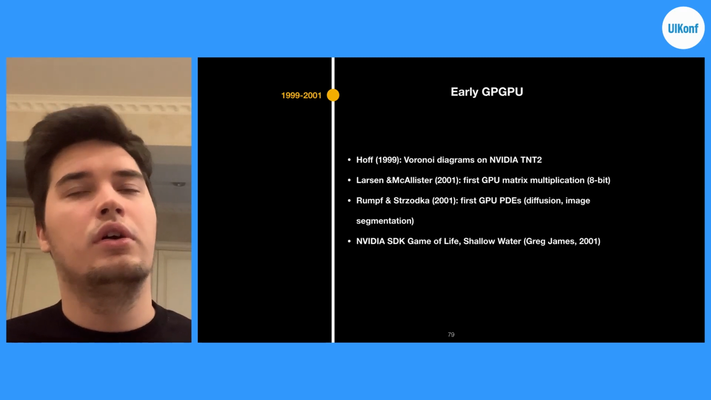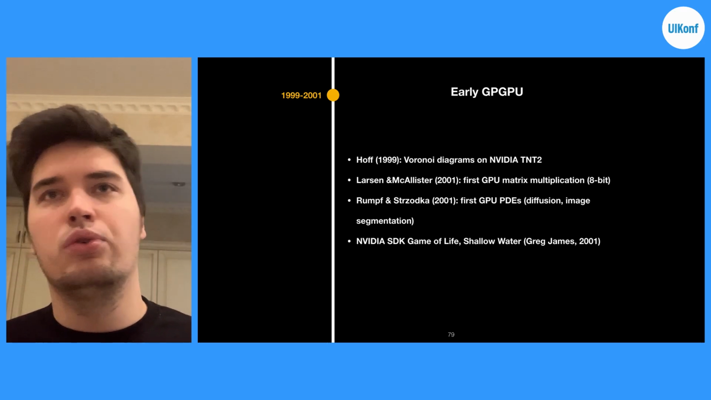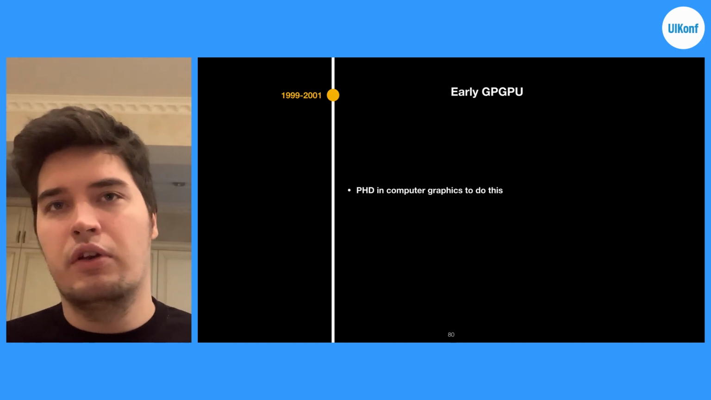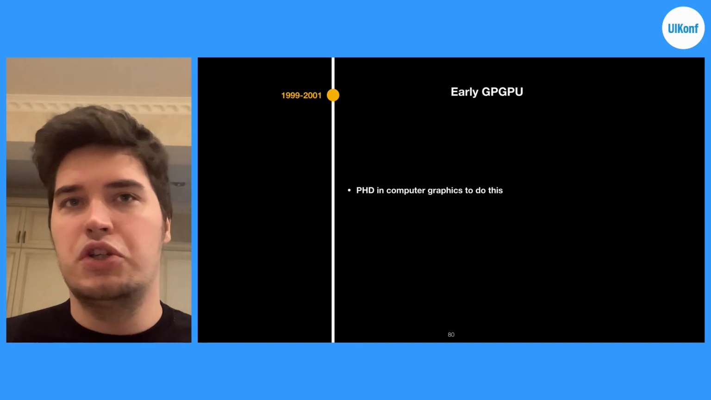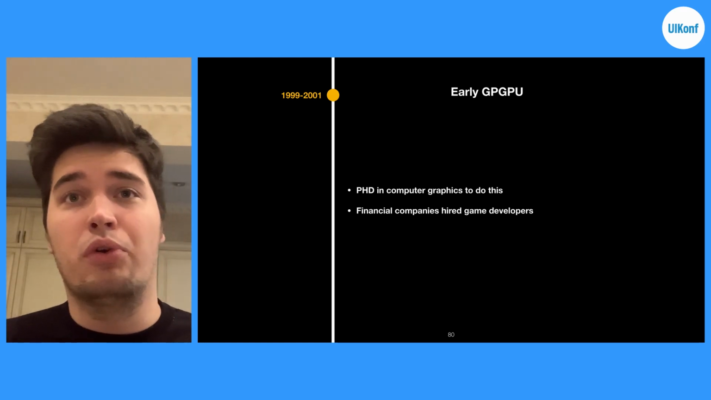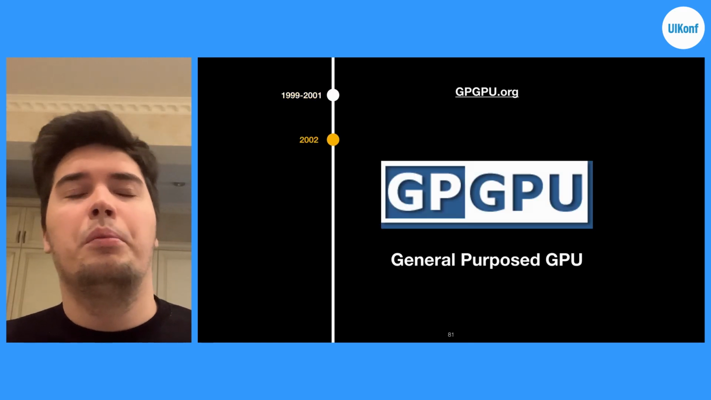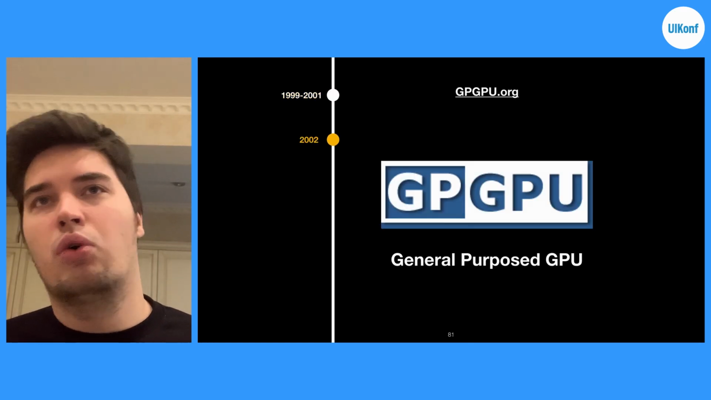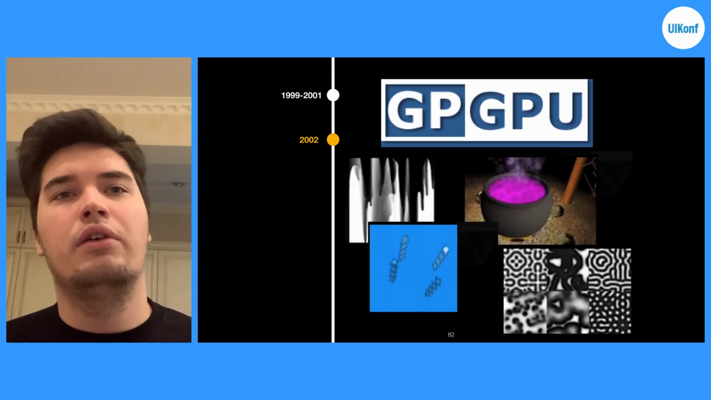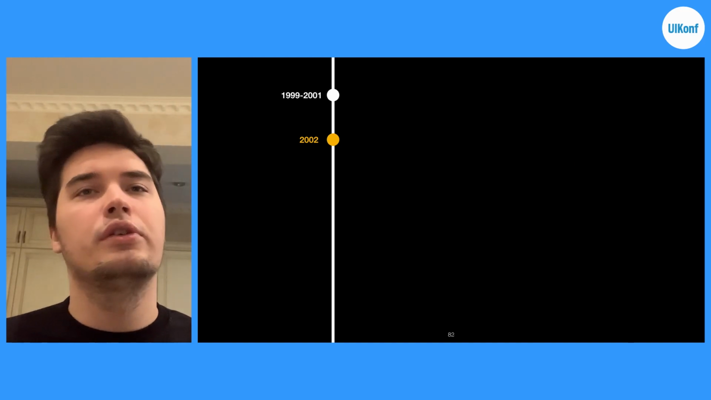Even after the first GPU releases, people started to try using GPUs to accelerate general purpose tasks. But it was very, very complex at that time. You had to have a PhD in computer graphics to do that. Financial companies even hired game developers to accelerate their internal algorithms. But in 2002, the gpgpu.org website appeared, where enthusiasts from all over the world started to share their experience using GPUs, for example, for physics simulation or for chemical reactions.